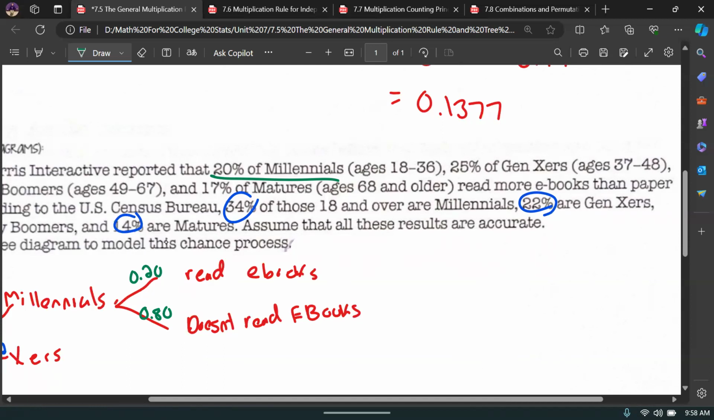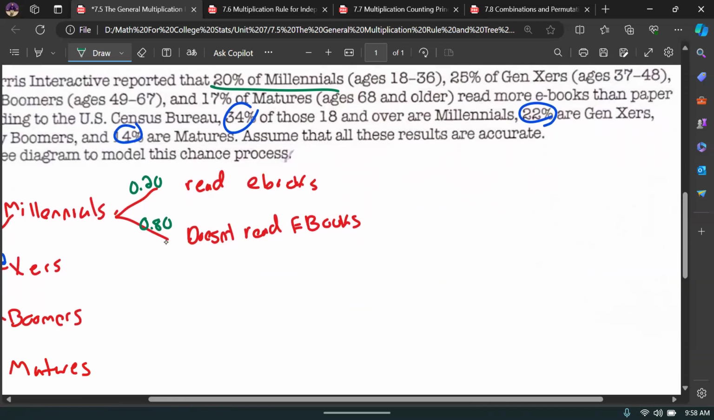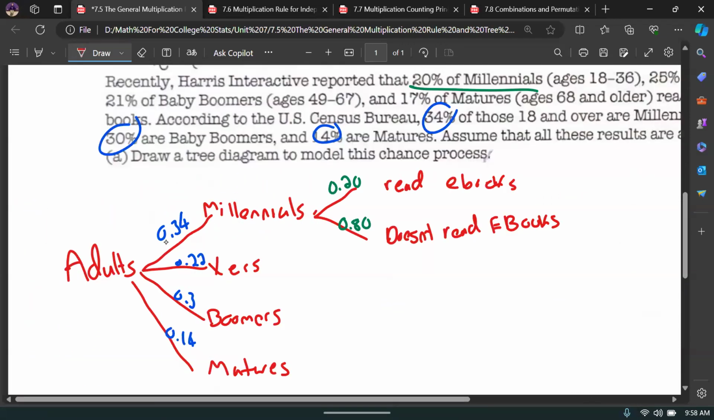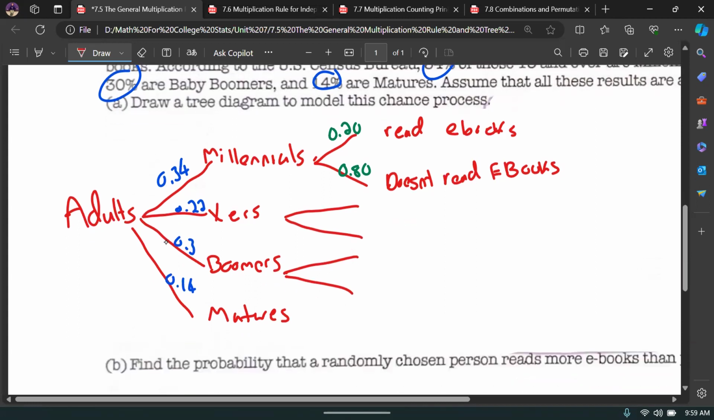All right. Let's keep on rolling. So we're gonna have this same breakdown with all the generations. So it's gonna be kind of tight here. So the Gen Xers, same thing. Boomers, same thing. And then matures, same thing. We're gonna break them into the ones that read ebooks and don't read ebooks. And then I'll fill in the corresponding amounts.